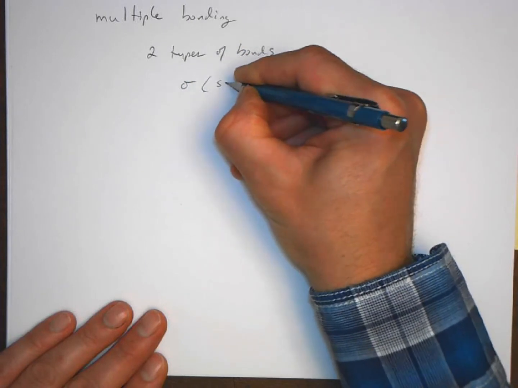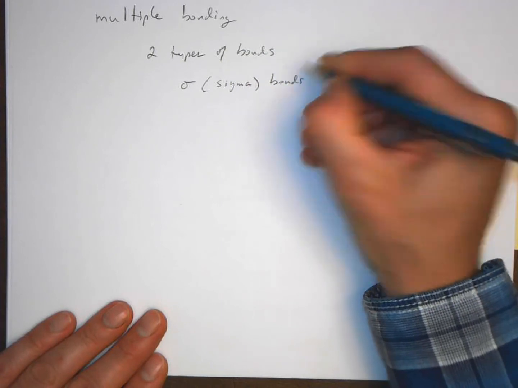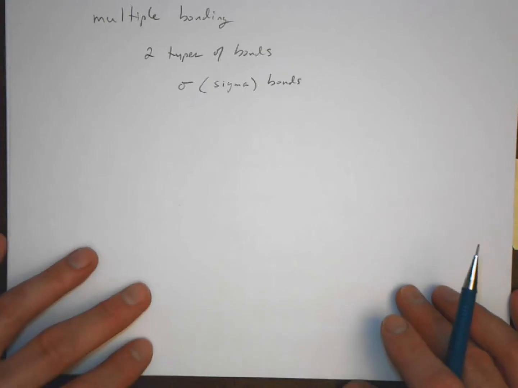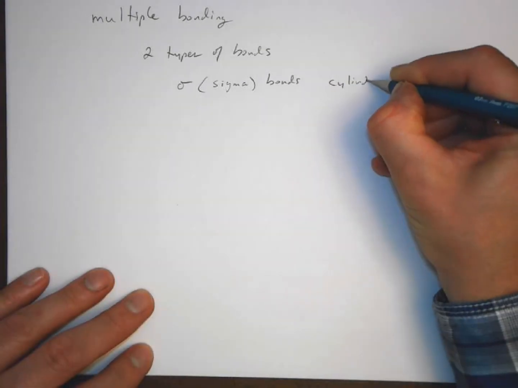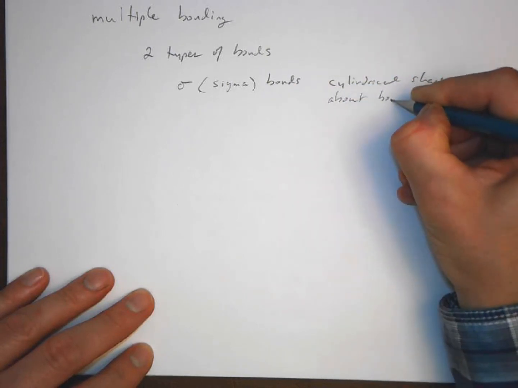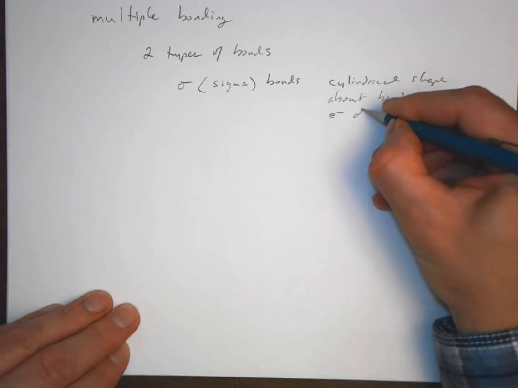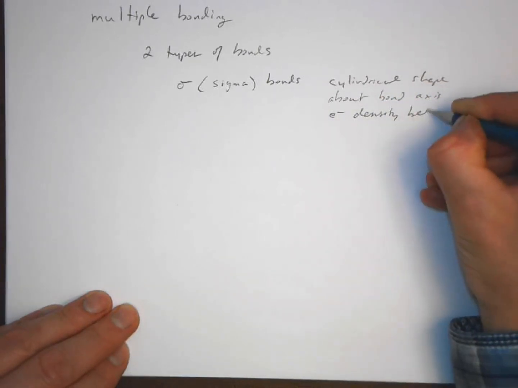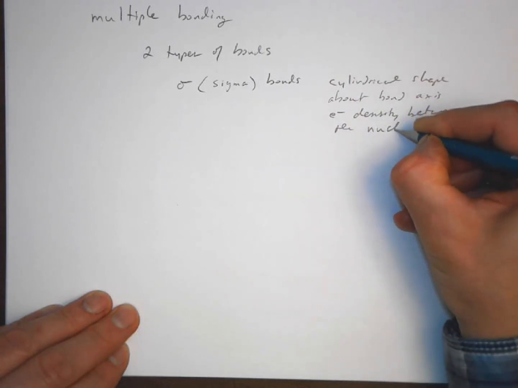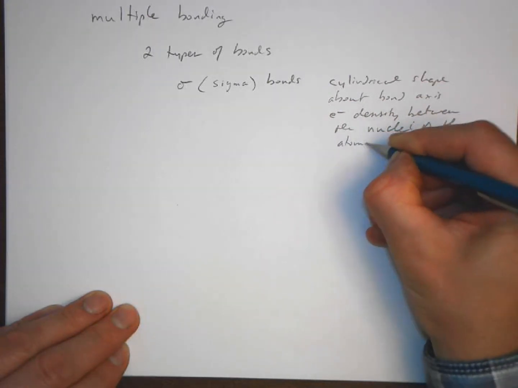Sigma, that's the small Greek letter S, right? Sigma, S-I-G-M-A. We have sigma bonds, which have a sort of cylindrical shape about the bond axis, where the electron density is between the nuclei of the atoms in the bond.